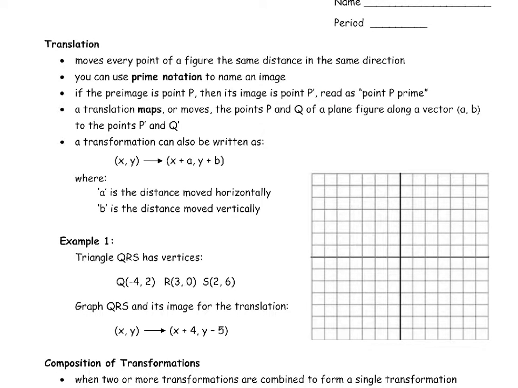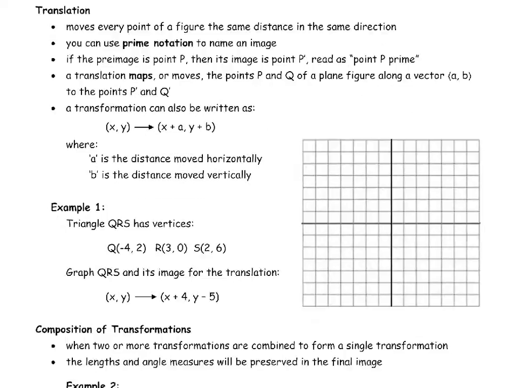A translation maps or moves the points P and Q of a plane figure along a vector. So essentially, kind of what I was showing you earlier in that previous example. These are basically the directions of how the move is happening. So the transformation would be written then in this form, where A is the distance moved horizontally and B is the distance we move vertically. So let's look at our first example.